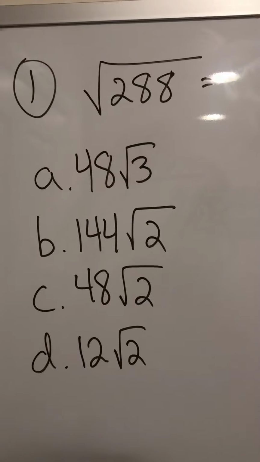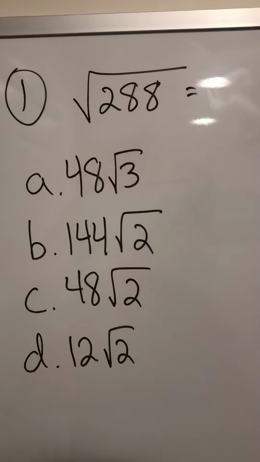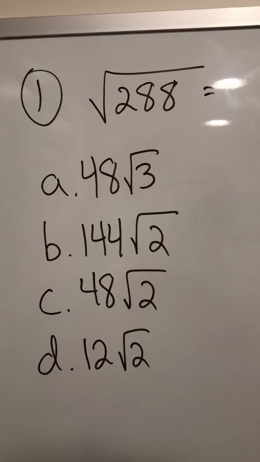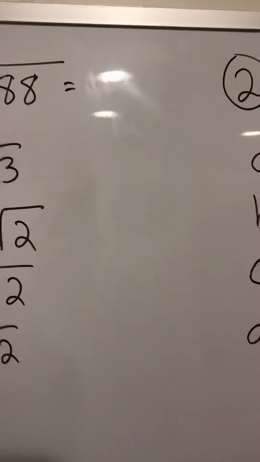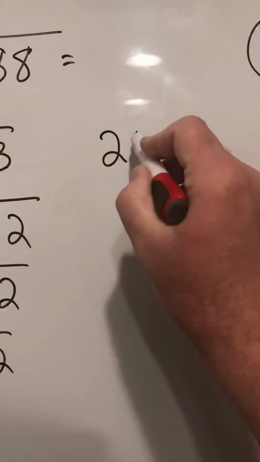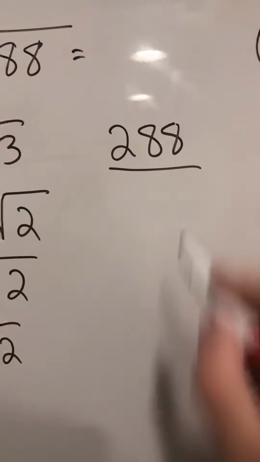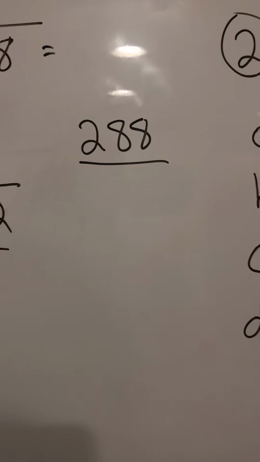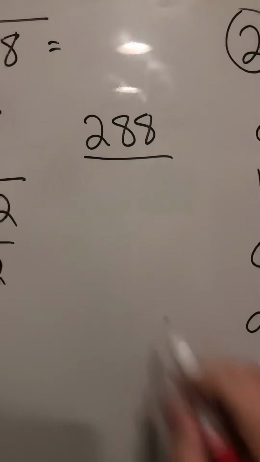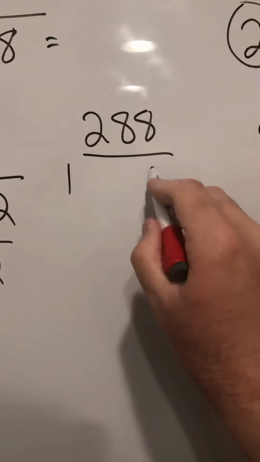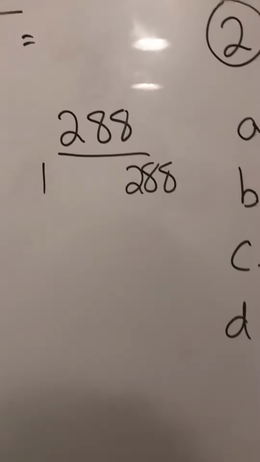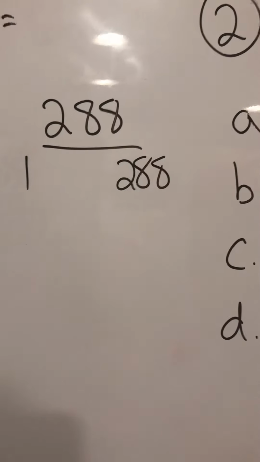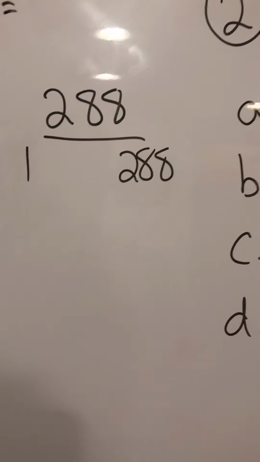So here we go. Square root of 288. If you remember a couple weeks ago, we said we were going to start doing these more. Well, here we are. 288. So what we want to do is take 288 and find its factors, really, not even common factors. So this is 1 times 288, and we're looking for the biggest perfect square.